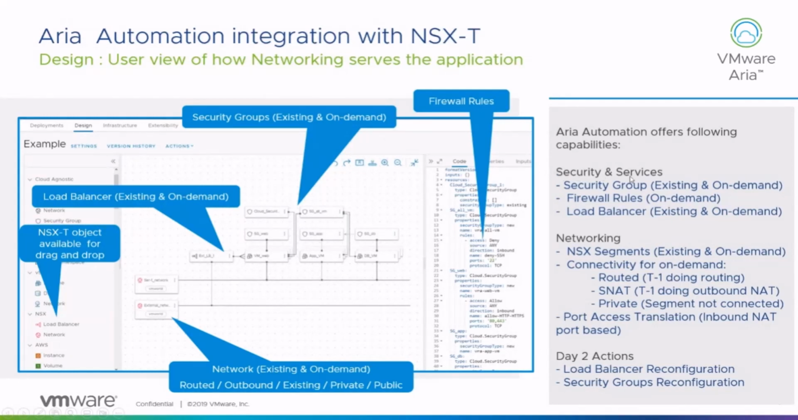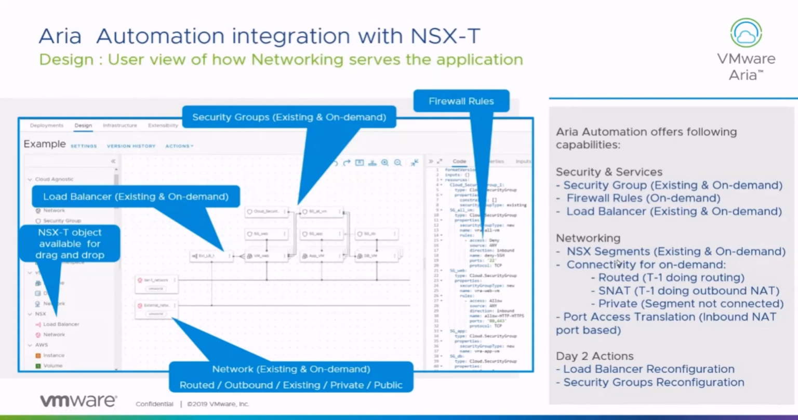And that's on the security and services side. So firewall rules, security groups, and load balancer. And the load balancer obviously will have rules that will dictate what application or traffic passes through that load balancer and what doesn't. Networking. So we've talked about all the different types of NSX segments that we create when we create routed networks or outbound networks.